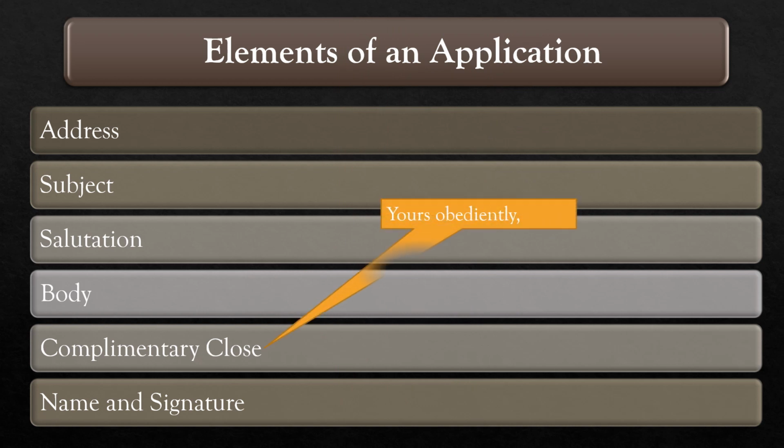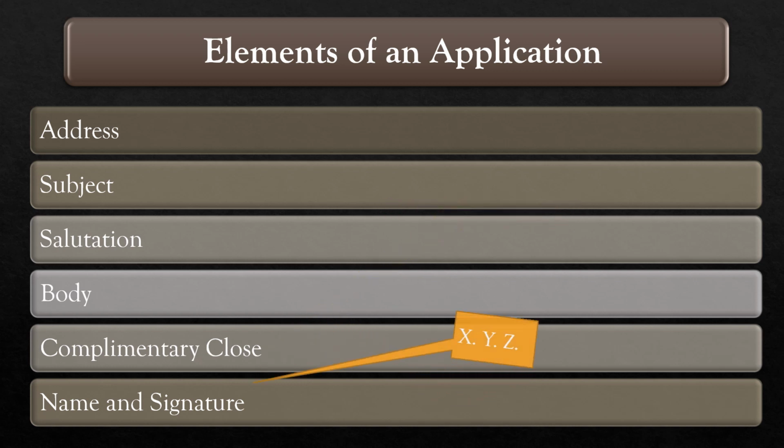Next is complimentary clause. In complimentary clause, you write Yours obediently. In Yours obediently, Yours' Y is capital, obediently's O is small, and there is a comma after it. In the end, instead of writing your name or signature, you have to write X dot, Y dot, and Z dot.